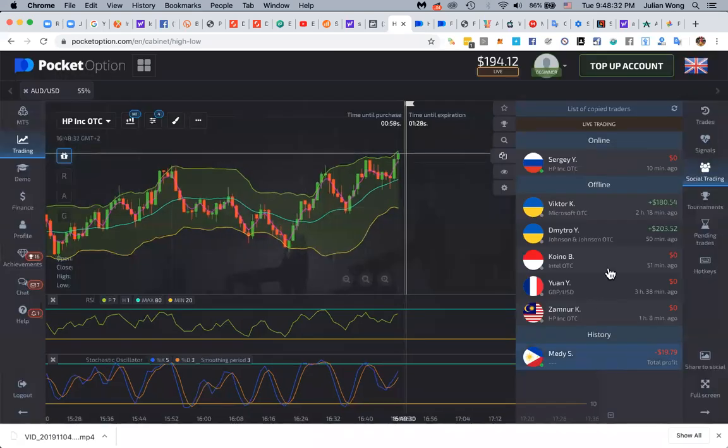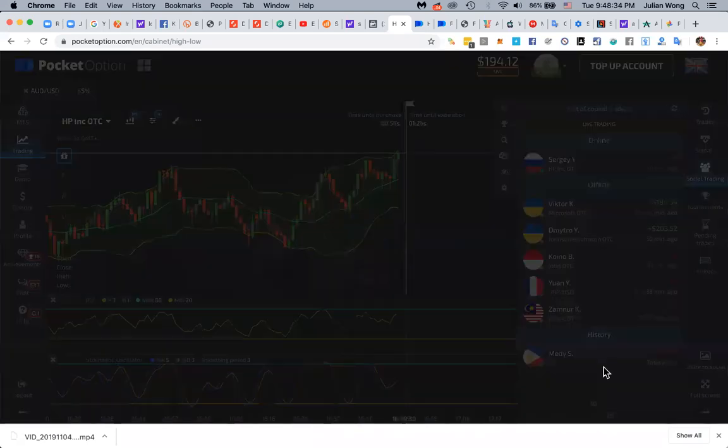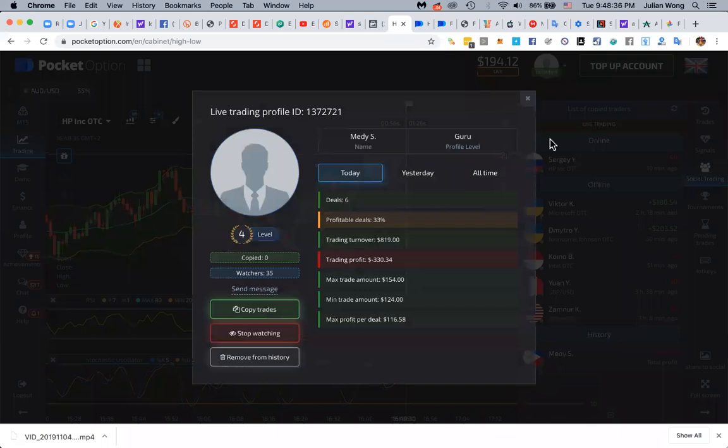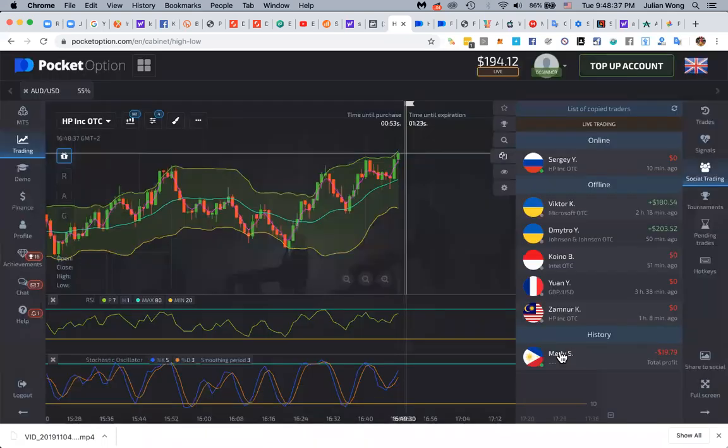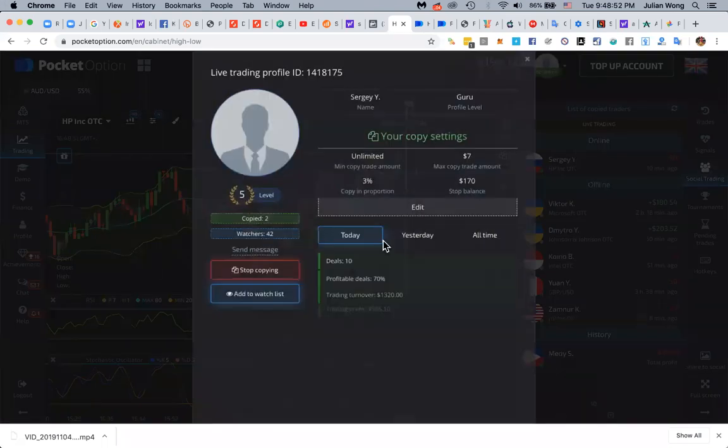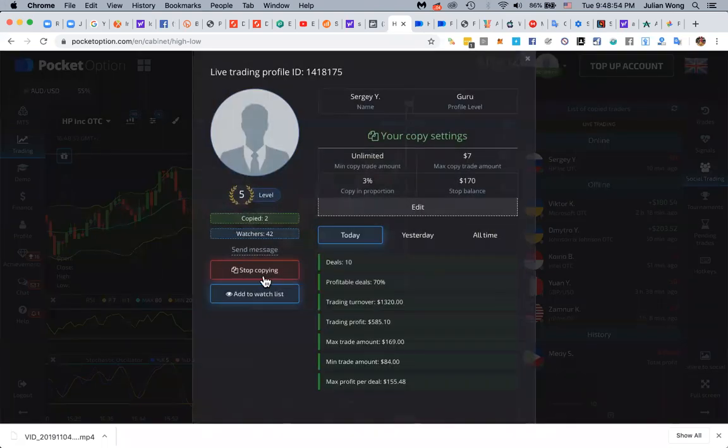That's why he's in the history. Basically, keep them in the history if you took someone out, so that you know never to select them again, or you analyze them before you put them back on. If you find that you don't like the way someone trades, you stop copying him, and he goes to your history.